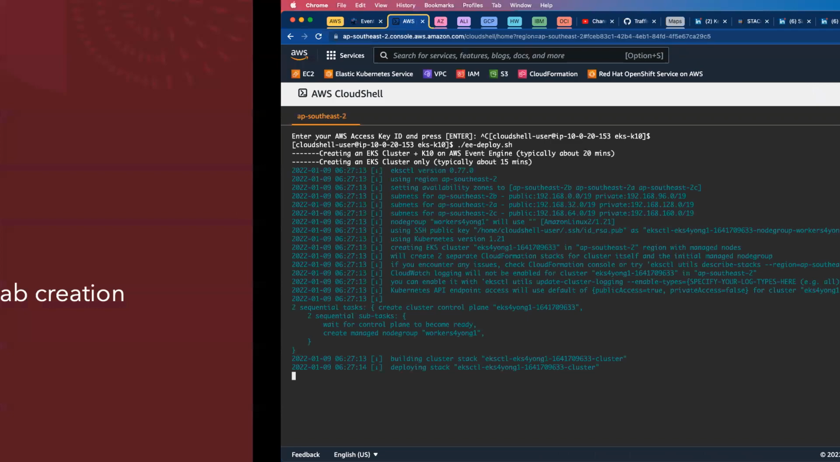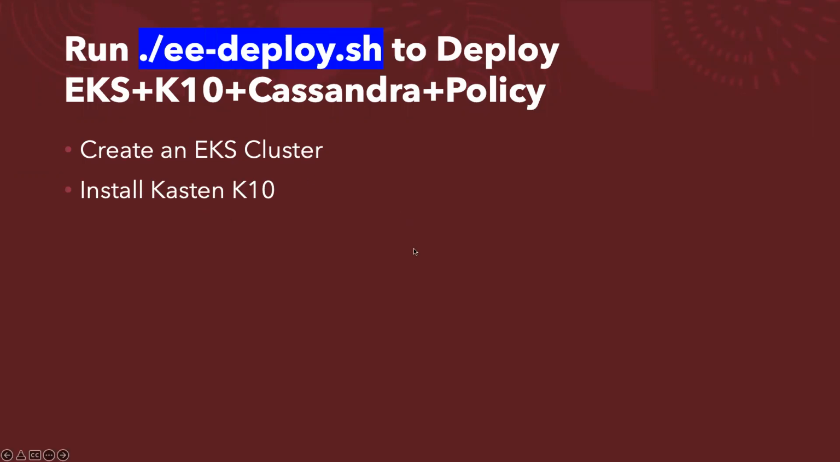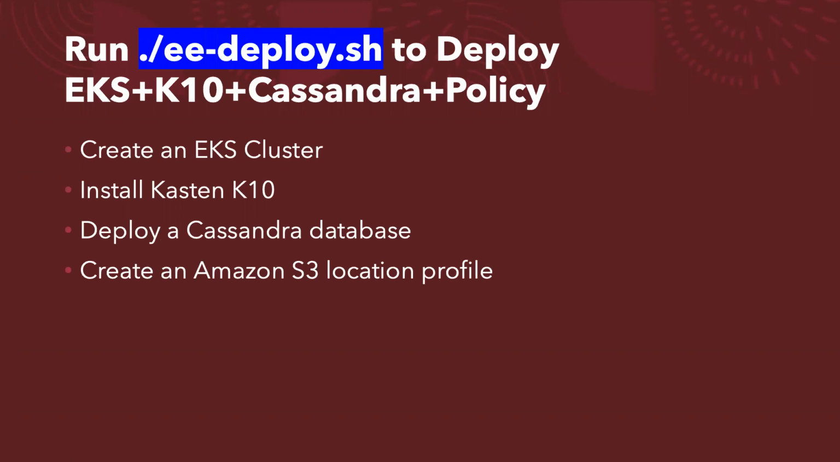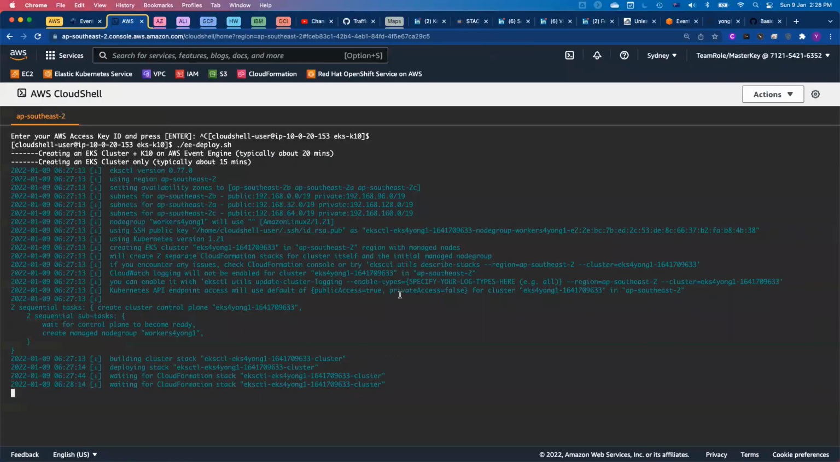So what exactly are we building here? Let me come back to the slide deck. You can see once you run ee-deploy.sh, we're going to deploy EKS plus Kasten K10 plus Cassandra plus create the backup policy. So first of all, create the EKS cluster by eksctl. And secondly, install Kasten K10 software. By the way, that's the number one Kubernetes backup, DR and also application mobility tool. Okay, then we will deploy a Cassandra database, followed by creating an Amazon S3 location profile. And after that, we will create a backup policy for Cassandra. And then all of your environment is ready. So the backup jobs will be scheduled automatically. As part of this ee-deploy command, we will automate the whole process and complete all of these tasks in about 20 minutes. Okay, let me come back to the web console Cloud Shell.